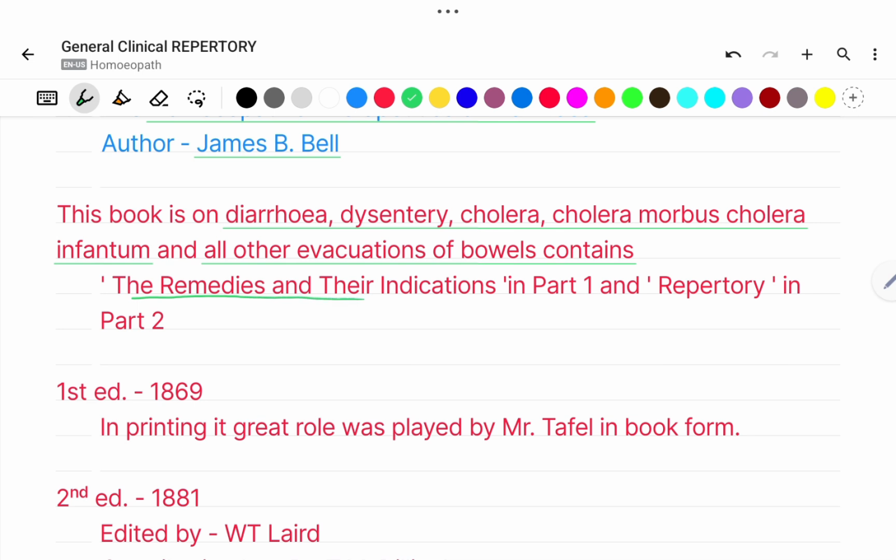The remedies and their indication in part 1 and the repertory in part 2. So this book has two parts. The first part contains the remedies and their indications, and the second part is repertory part.